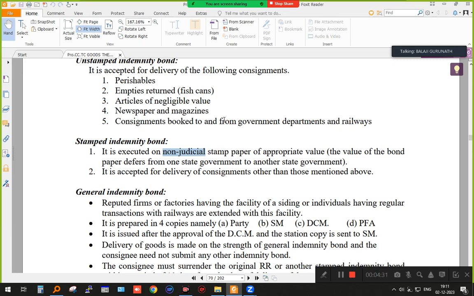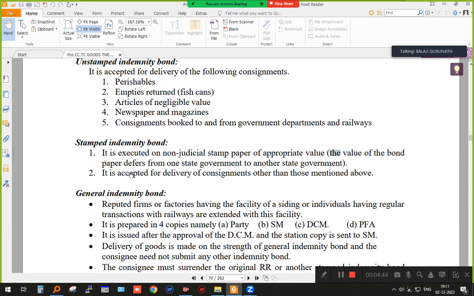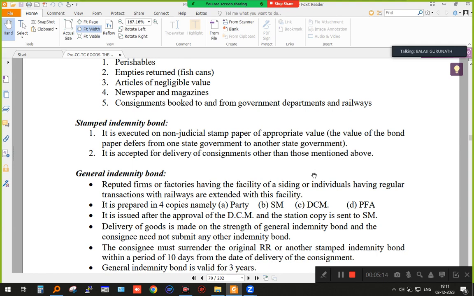If you make a rental agreement with your tenant, at that time you will arrange a non-judicial stamp paper. Then what is the value of that? The appropriate value is the value of the bond paper which differs, not defers, the spelling mistake is there, differs from one state government to another state government. So correct it as differs. Defer means to put forward, to postpone. Here the meaning is differs, from one state government to another. It is there in different states, they are having different values. You have to check your state government's value and then accept it.